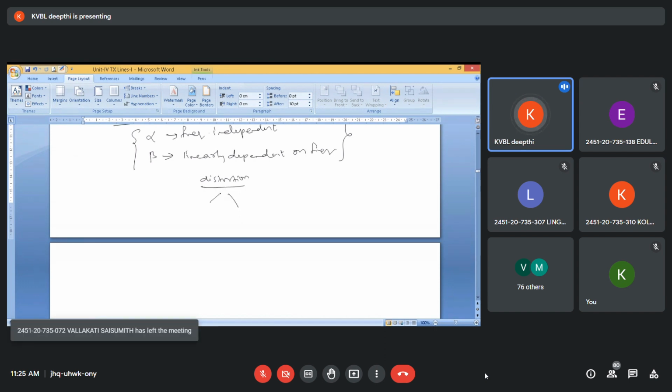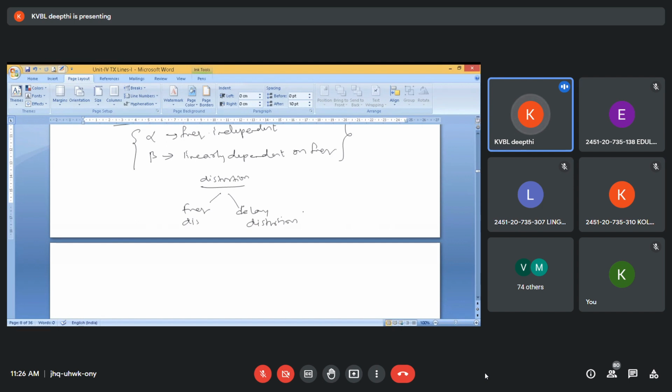is of 2 types. One is called the frequency distortion and the next one is the delay distortion. Frequency distortion and delay distortion we will be having. This delay distortion we will even call a phase distortion.